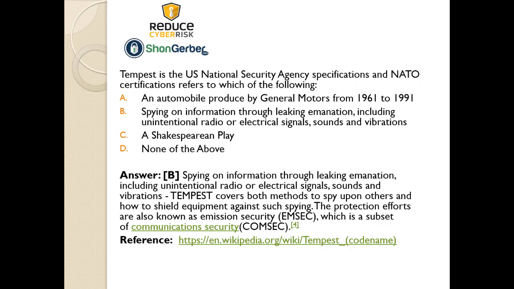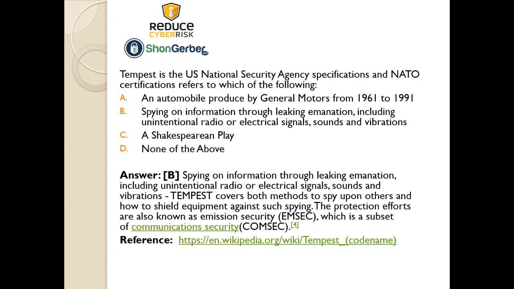Again, Tempest is a U.S. National Security Agency specification and NATO certifications refer to which of the following? An automobile by General Motors, spying through leaking of information, a Shakespearean play, or none of the above. And I think you guys probably figured this one out. Answer is B, right? I had a hard time finding this. I know what Tempest is. I dealt with that many times in my life, but I was trying to think of some other cool ways of using Tempest, because Tempest kind of just gives itself away. But I did not know there was an automobile made by General Motors called a Tempest from 61 to 91, for 30 years. But it's basically spying on information through leaking, including unintentional radio or electrical signals, sounds, and vibrations.